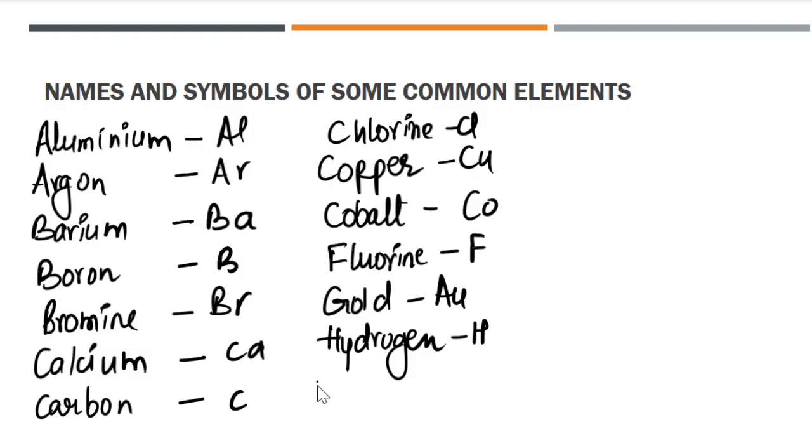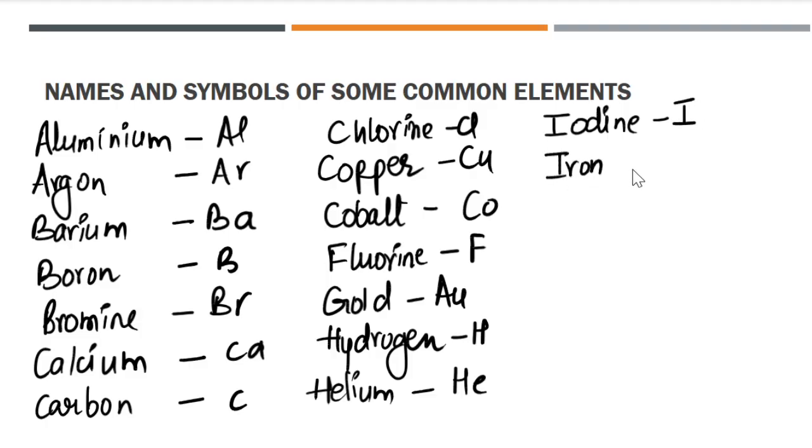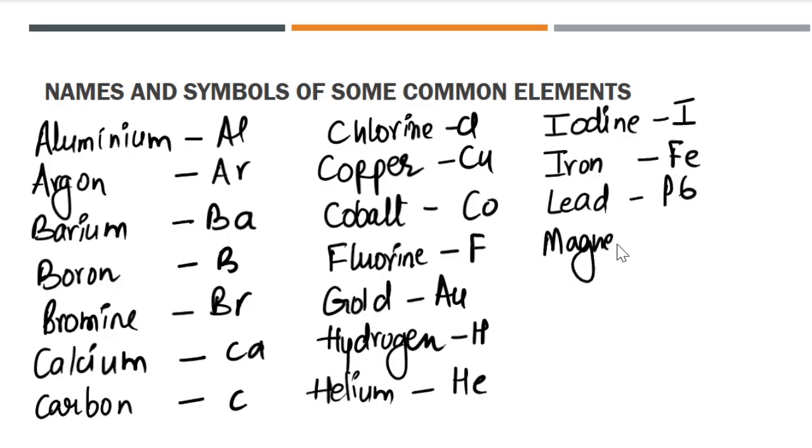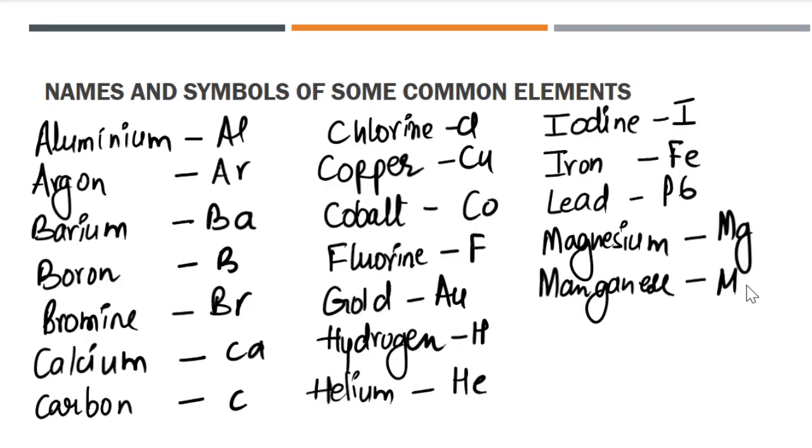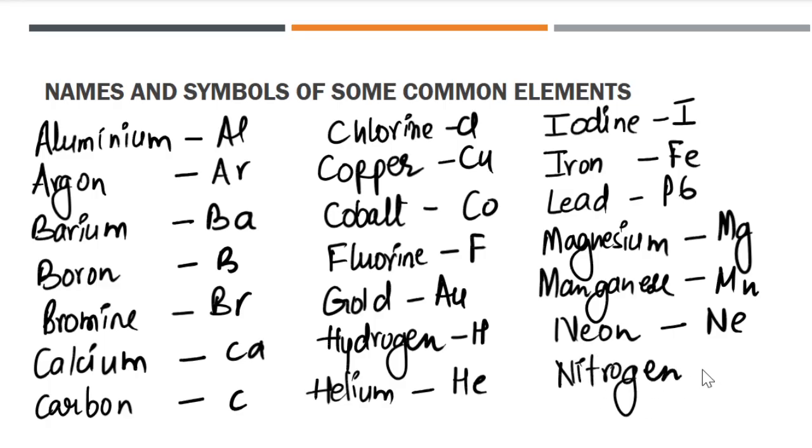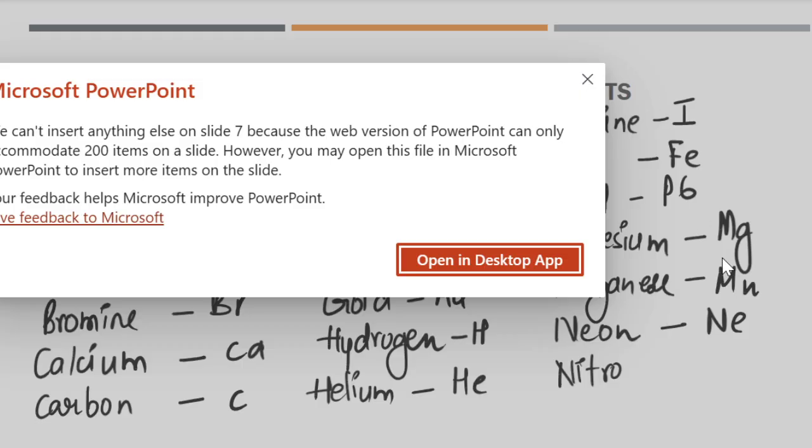H, helium, He, iodine, I, iron, Fe, then we have lead, Pb, magnesium, Mg, manganese, Mn, neon, Ne, nitrogen, nitrogen is going to be N.